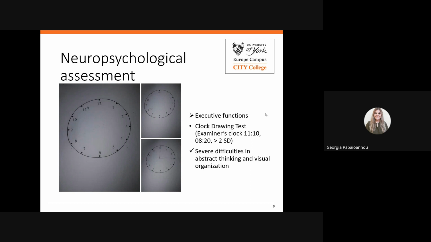On the first two conditions of the examiner's clocks, we have found that in the executive functions, she had severe difficulties in abstract thinking and visual organization. Now, what we exactly mean by abstract thinking in this specific neuropsychological tool: imagine that, for example, at 20 minutes past 8, the patient indicated the minutes just next to the target hour of the 8, because they have lost the abstract thinking that number 4 actually represents past 20 as well.